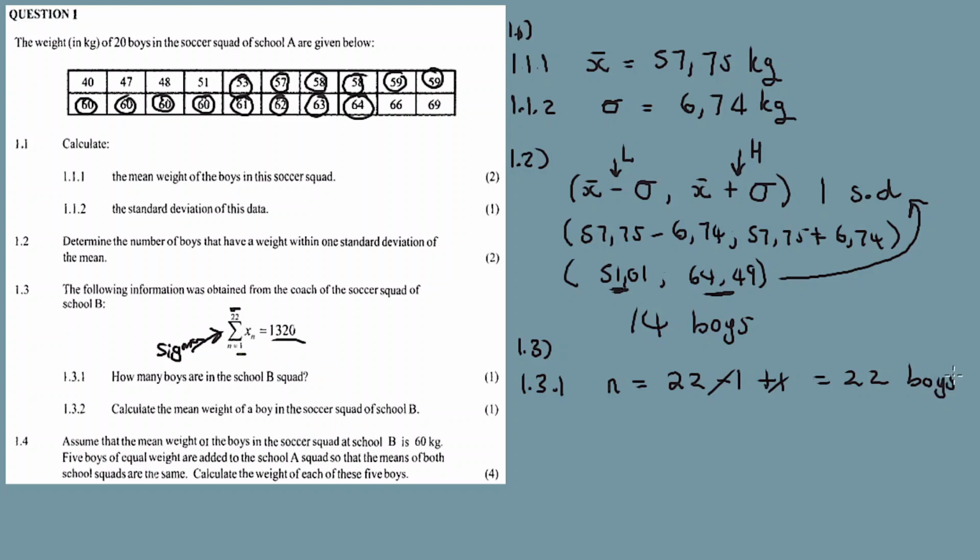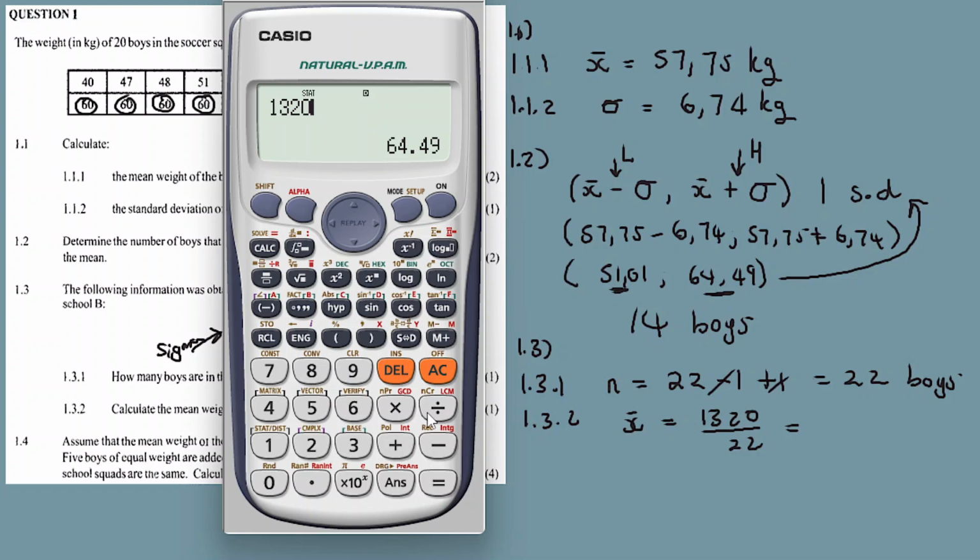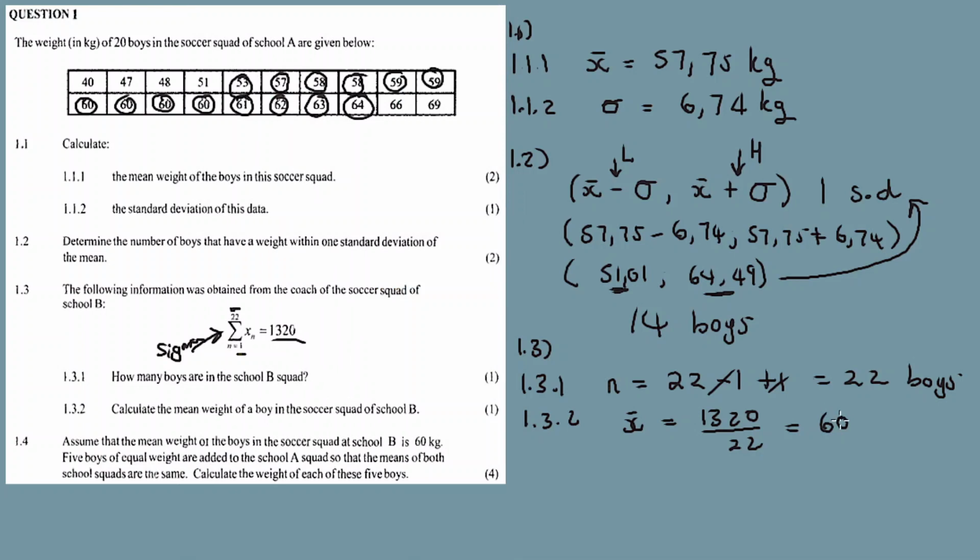22 boys. So now 1.3.2 asks again: calculate the mean weight of a boy in the soccer squad of school B. We want the mean, x bar, which is equal to 1320 divided by 22. 1320 divided by 22 gives 60. So the answer is 60 kilograms.